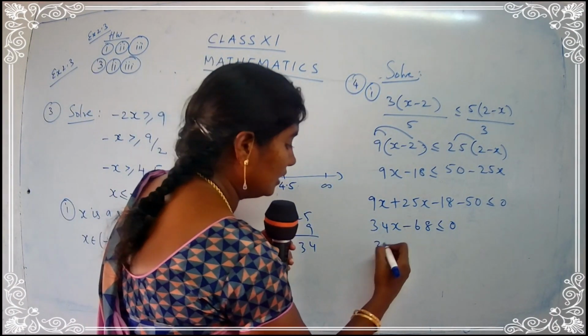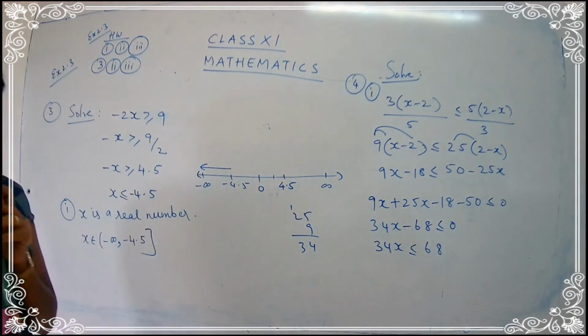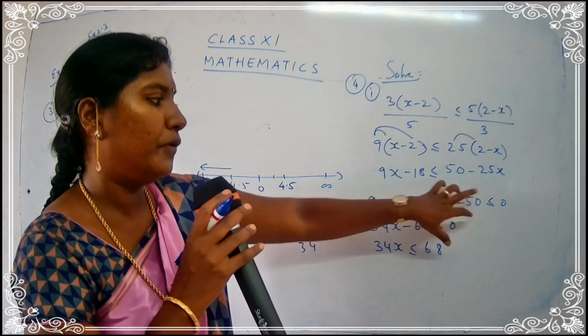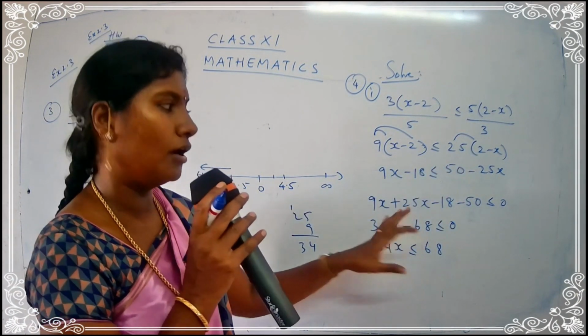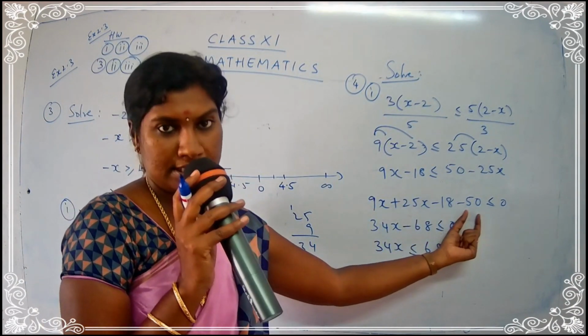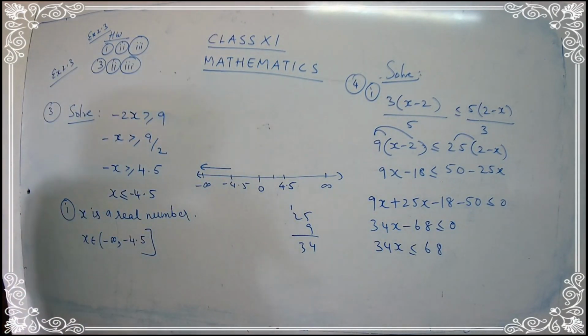So I'll get 34x is less than or equal to 68. Clear? That's why I have told you that we can, here what we did is, we brought the x terms and all the terms together. Otherwise you would have kept the x terms on one side and the numbers on one side. So we have two ways of solving. So you get here 34x less than or equal to 68.